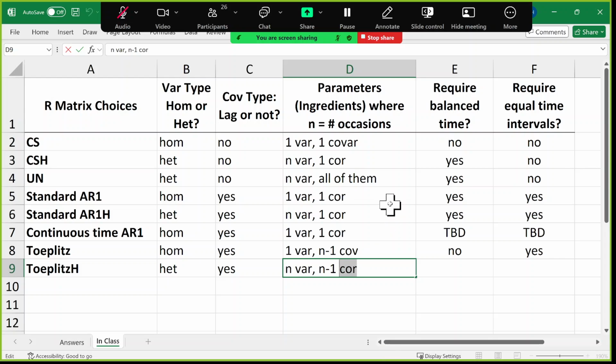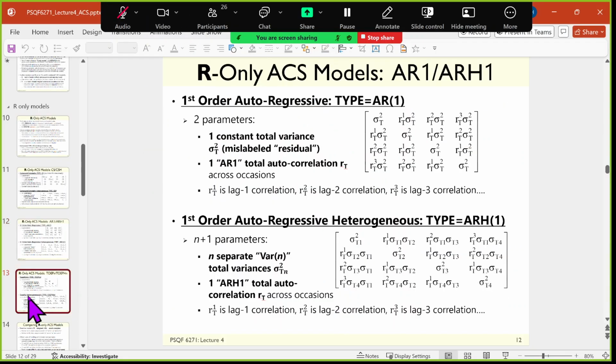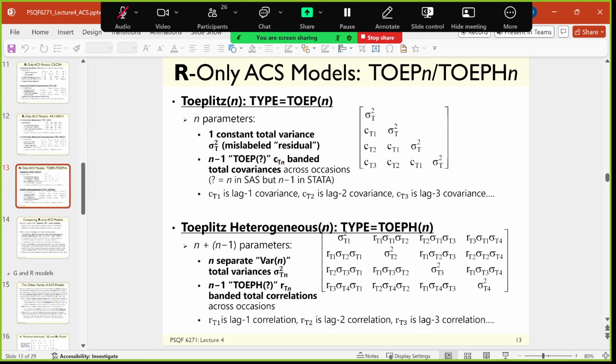Finally, in terms of balance time and equal intervals, do we need both constraints? What do you think? Yes, yes, and yes, exactly. Yes, thank you. Why? Because now, given that we have different variances in the diagonal, we need balance time. And given that we have the idea of lag or bands involved, we need the distance between occasions to be the same. Otherwise, it wouldn't make sense to talk about these things. So that's all. Questions, comments, impressions?